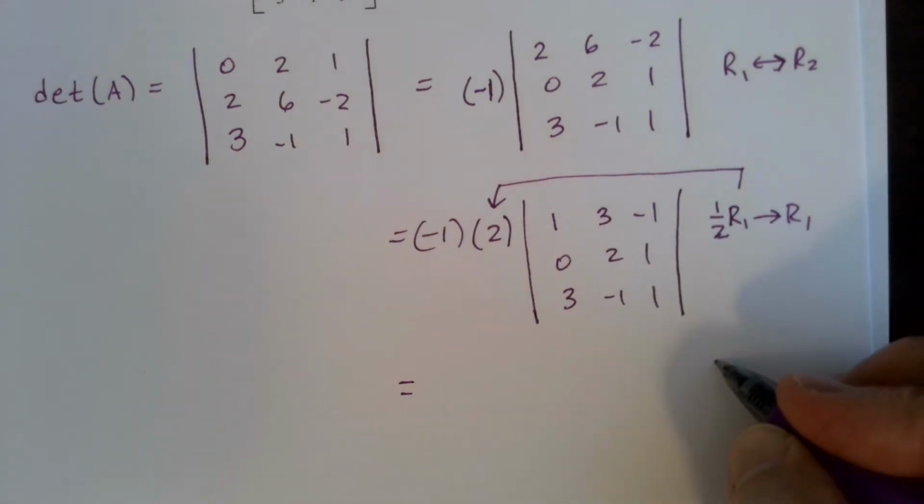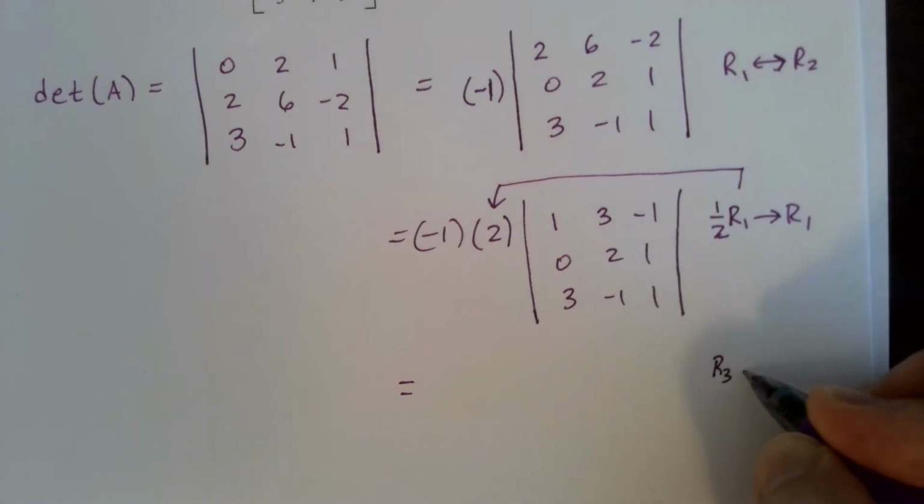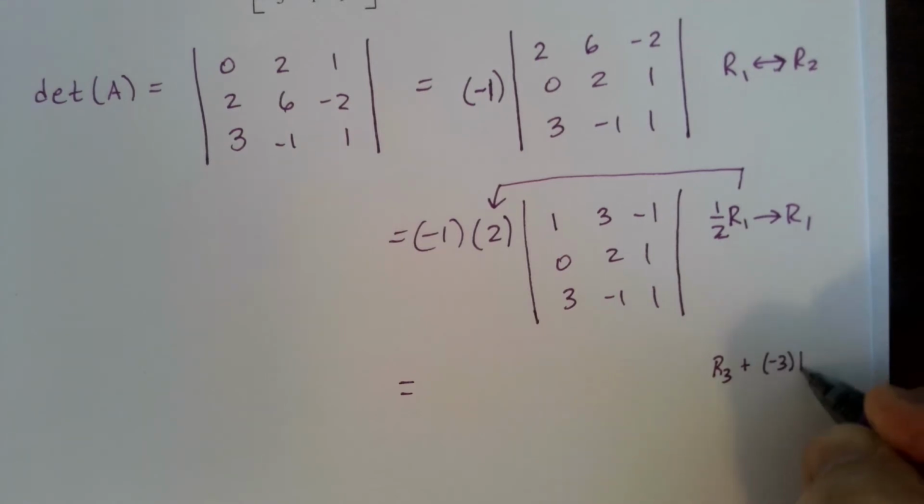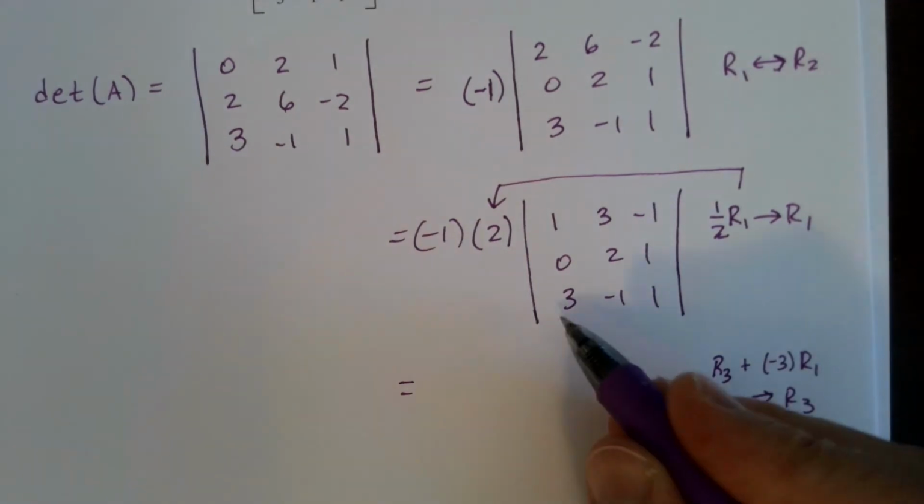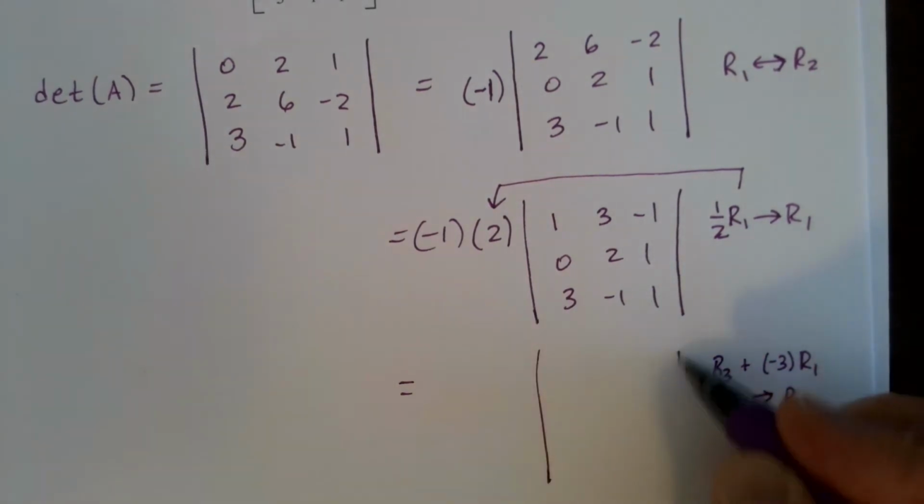I'm going to take row 3, and I'm going to add what? Negative 3 times row 1. And I'm going to replace row 3 with that result, right? That's going to get the 0 there. Let's go ahead and do that operation.